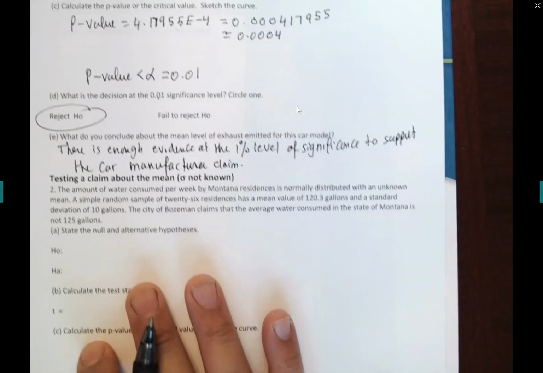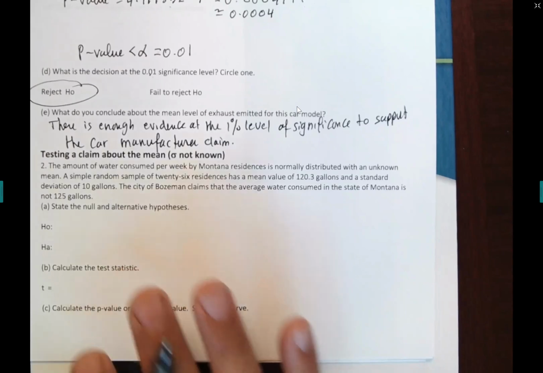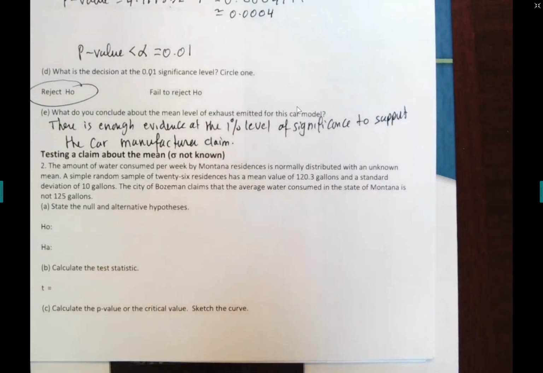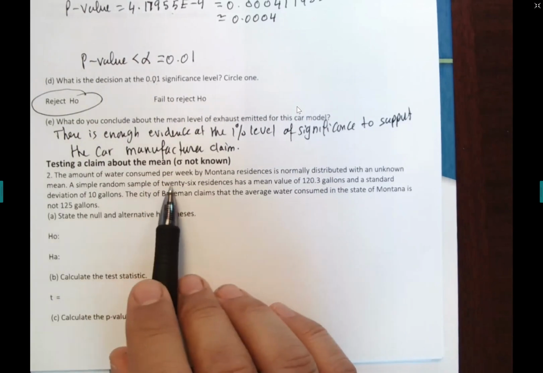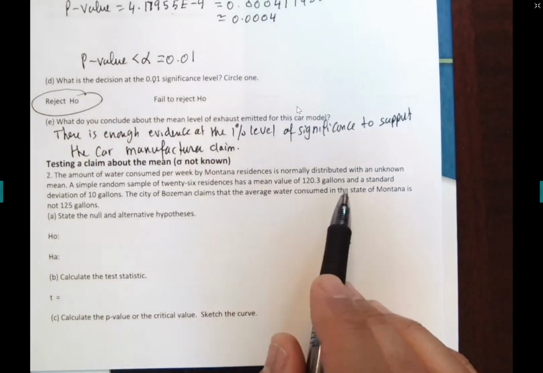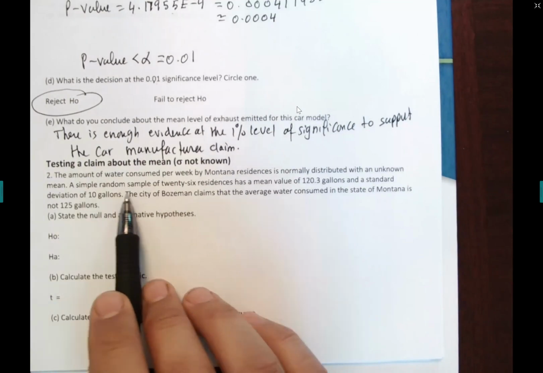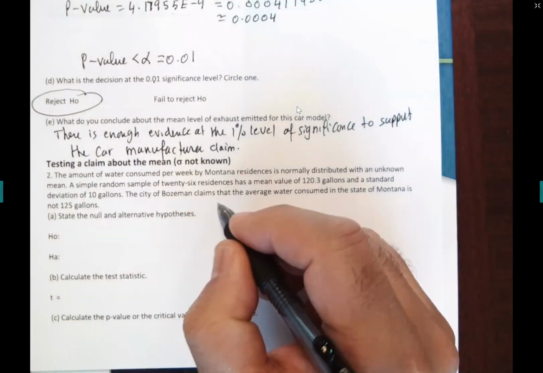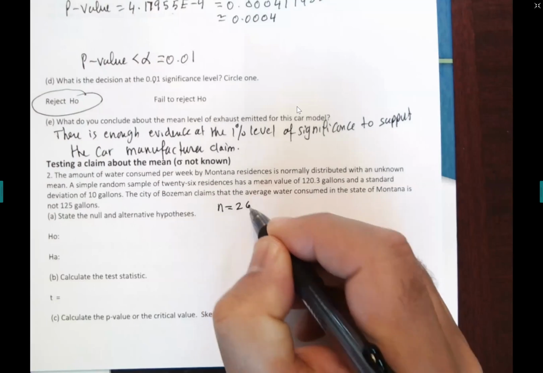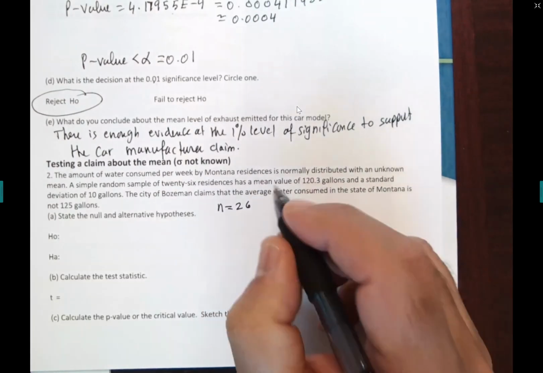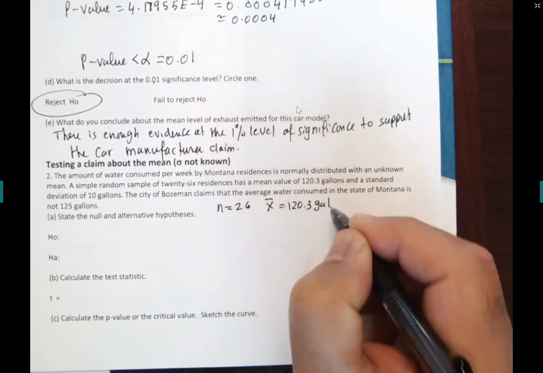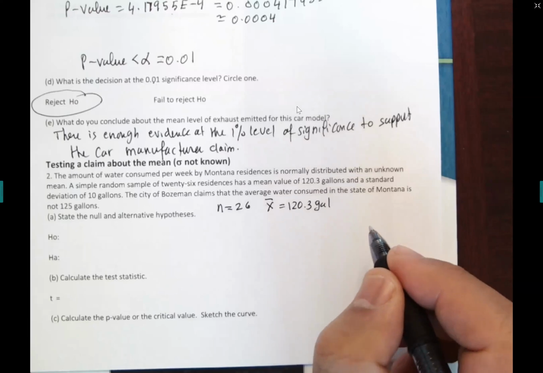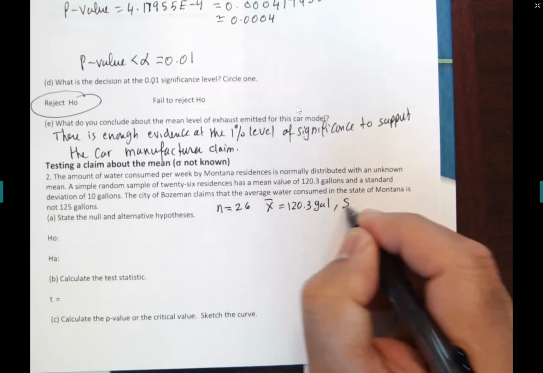Now for number 2, guys, pay attention to this one. You're gonna see it's exactly the same thing, but he doesn't give you sigma, he gives you the sample standard deviation. The amount of water consumed per week by Montana residents is normally distributed with an unknown mean. A simple random sample of 26 residents, so N is 26, has a mean value of 120.3 gallons. So X bar is 120.3 gallons. And a standard deviation of 10. He didn't say it's a population standard deviation, so he just calls it S.